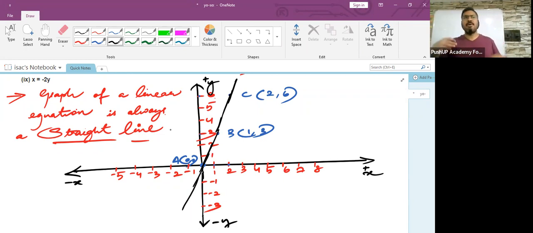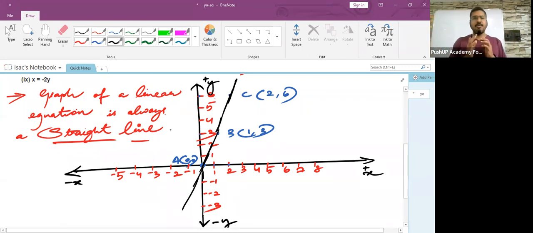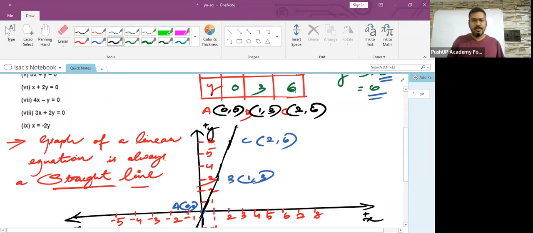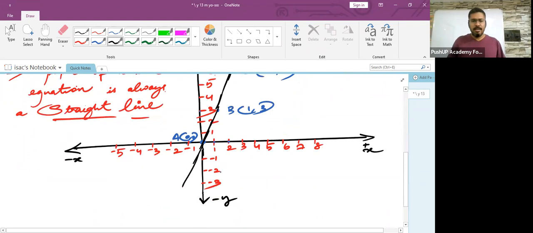Now, no matter what the linear equation looks like, a simple linear equation or a very complex linear equation, the graph which you will get eventually will be a straight line. Okay? So this is the graph. And once you draw the straight line, children, just next to it, just mention what was the equation of that line.